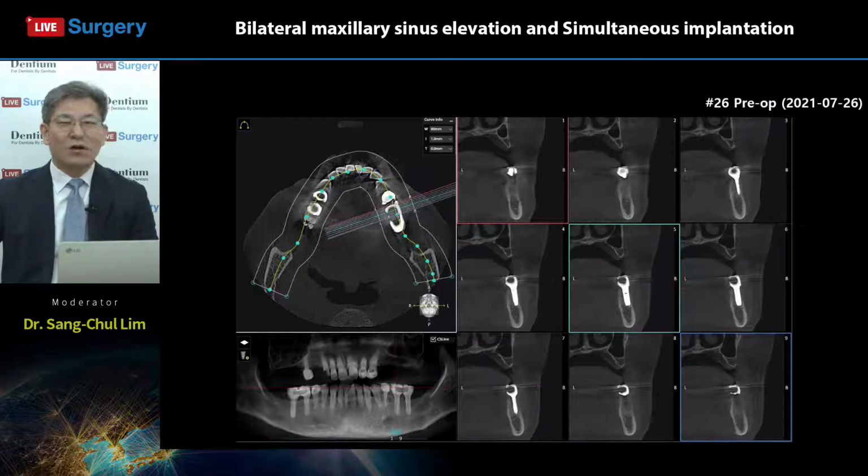So today, Dr. Chung is showing us the crestal approach on the left side of the patient's sinus cavities and the lateral approach on the right side of the sinus cavities. So we can see bilateral maxillary sinus elevation with different procedures. One is crestal, another one is lateral.